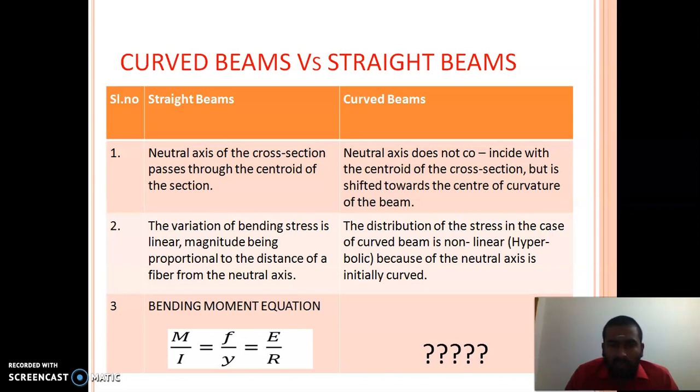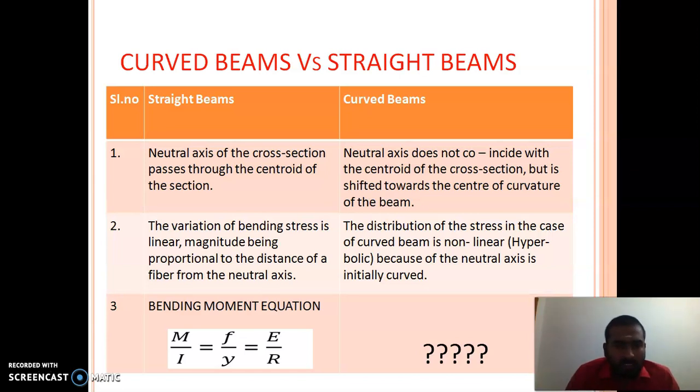Now I am explaining what the difference is between a straight beam and a curved beam. Later I will explain why the neutral axis does not coincide with the centroid of the cross section.